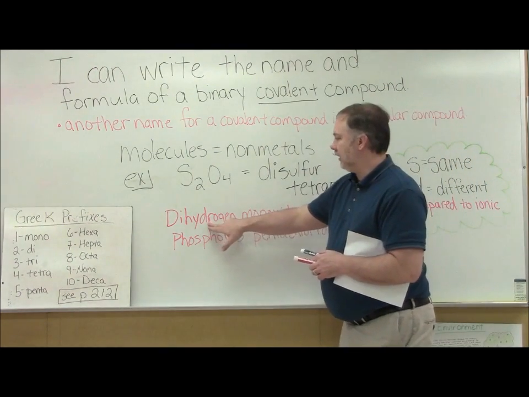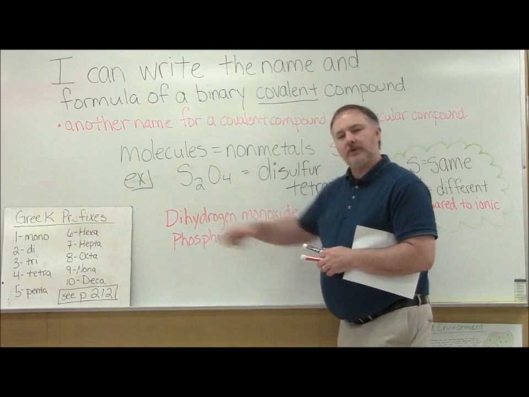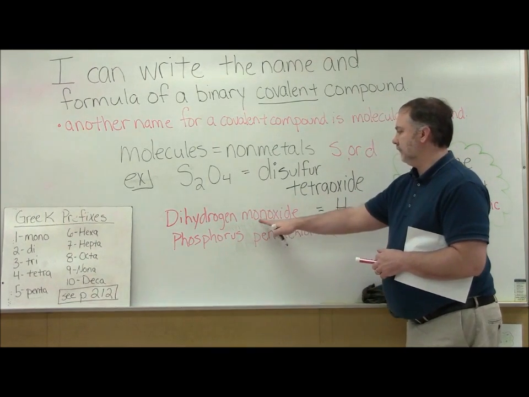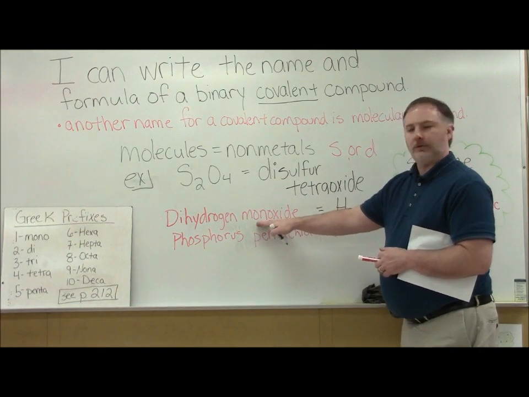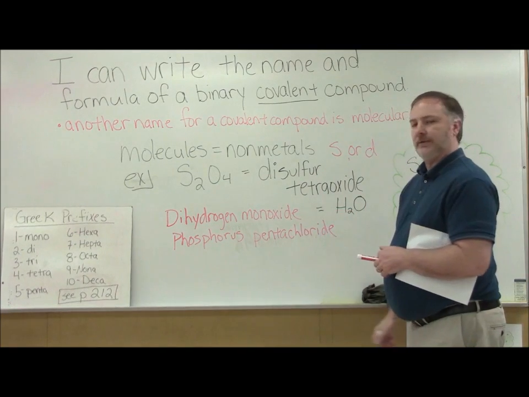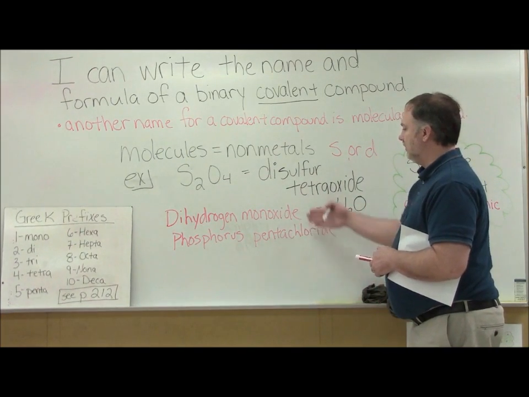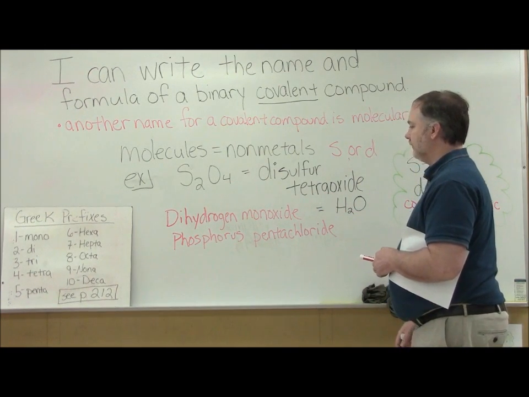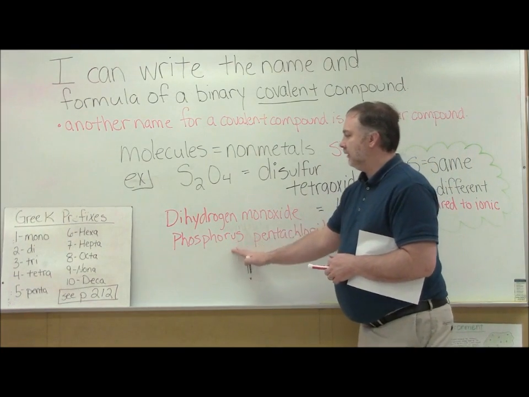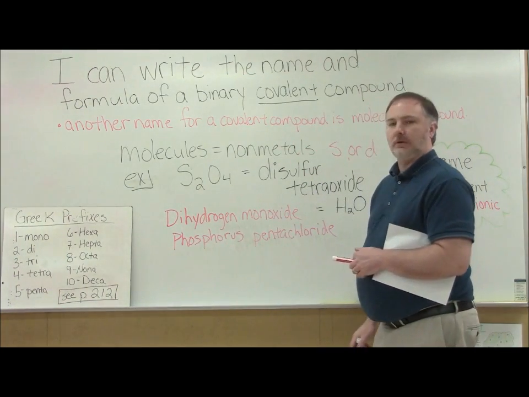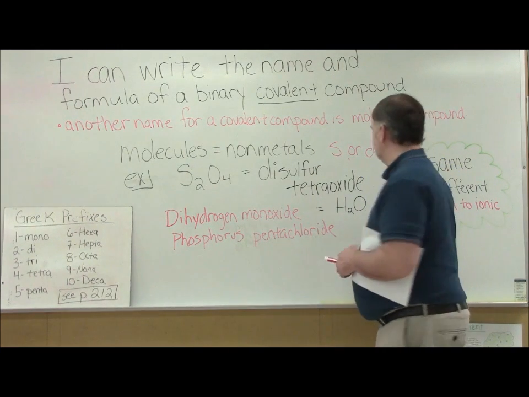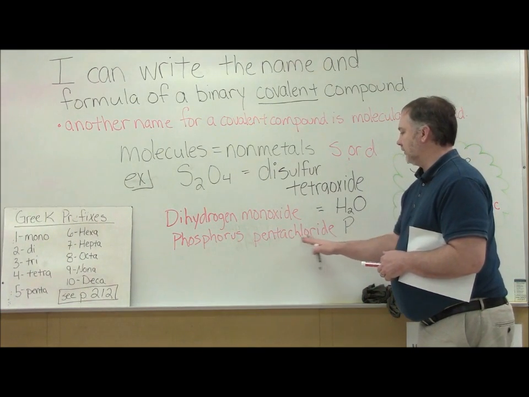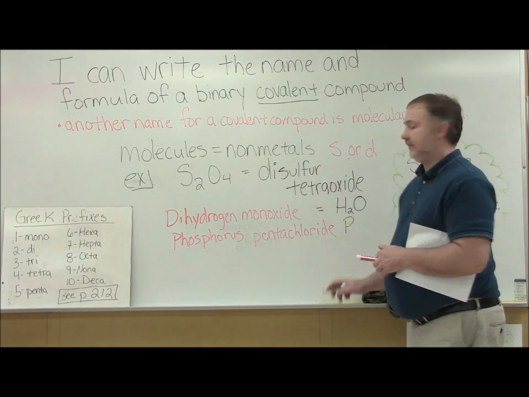So we take a look, we have hydrogen. There are 2 of them based on that prefix there. We have oxygen. There's 1 of them based on our prefix there. Dihydrogen monoxide is a technical term for water, H2O. Next one, we have phosphorus. There is no Greek prefix in front of it, so there must be only 1. Pentachloride, which means there are 5 chlorines.